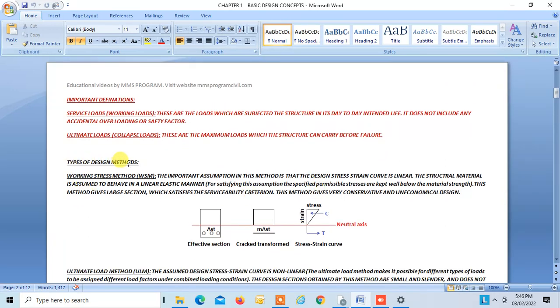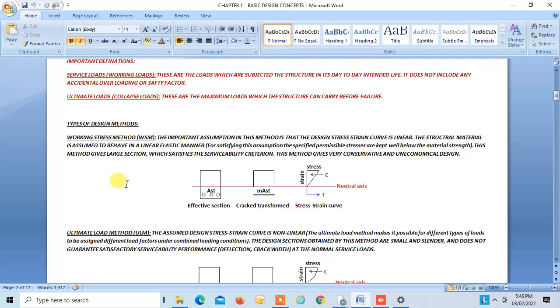Types of design methods. Working stress method: this is the oldest design method. It was used for around 100 years, for RCC structures, steel structures, even for timbers. The important assumption in this method is that the design stress strain curve is linear. The structural material is assumed to behave in a linear elastic manner.